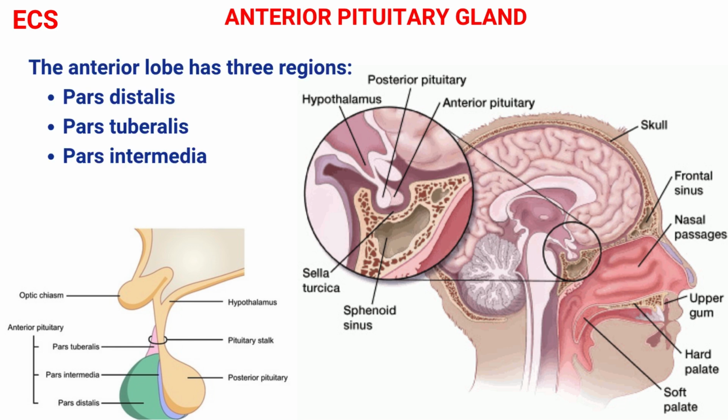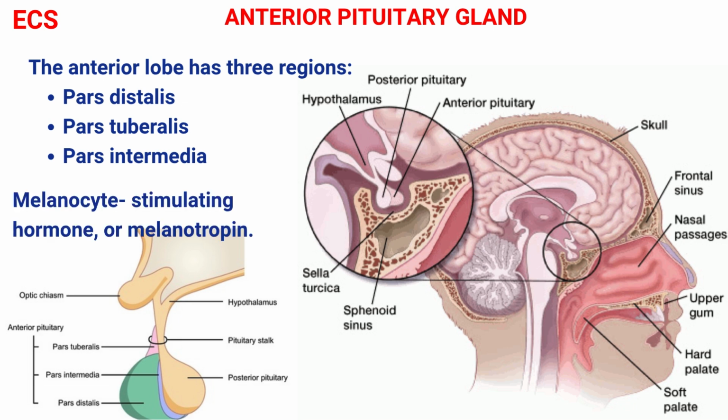The anterior lobe has three regions. Pars distalis, the largest, most anterior part of the pituitary gland. Pars tuberalis, the extension that wraps around the adjacent area of the infundibulum. Next is pars intermedia, the slender and narrow band that borders the posterior lobe of the pituitary gland.